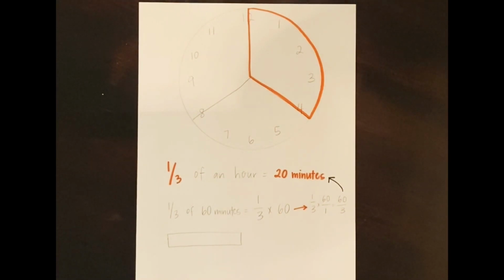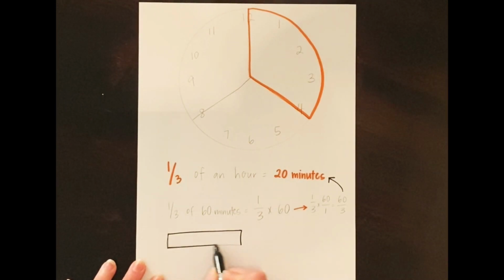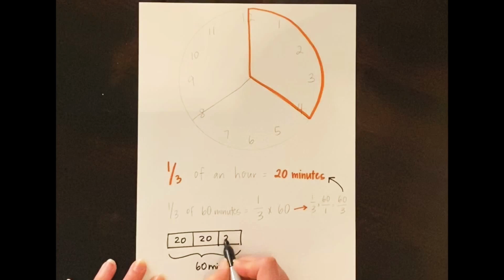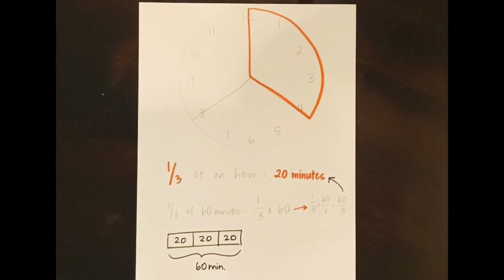Another way to think about it is using a bar model. So just a model like this, and I know that my whole is 60 minutes, and I'm figuring out thirds, so I'm going to draw thirds. And then I can easily see, oh, I need to do 60 divided by 3. Each of these would be 20. So 1/3 of an hour is 20 minutes.